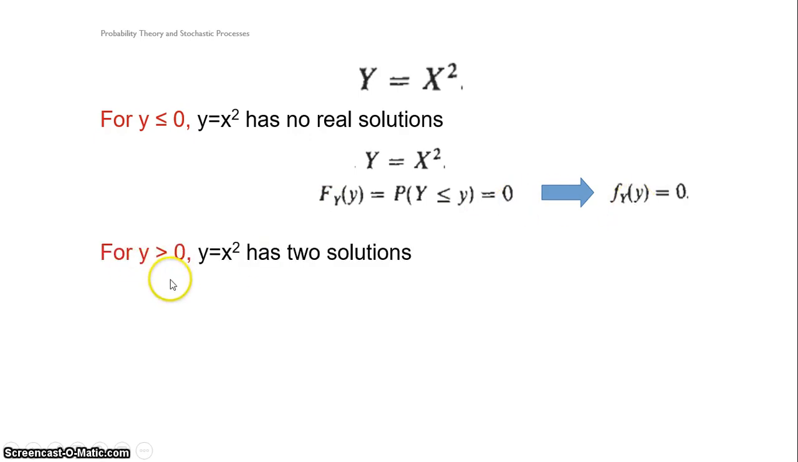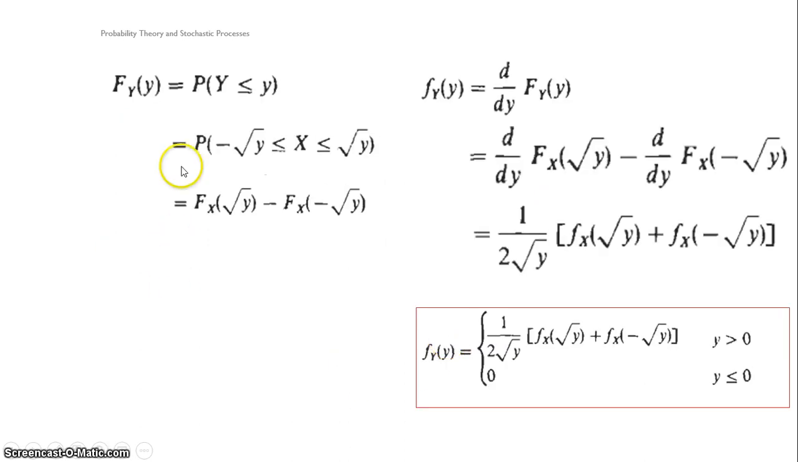But when y is greater than 0, what are the two solutions? y is equal to x square has two solutions: x is equal to plus root y and x is equal to minus root y. You can substitute these two and then calculate the density function. I told you the first thing is to go to the relation of the distribution function, then differentiate that and you will arrive at the density function. The definition of the distribution function is the probability of that random variable y less than or equal to small y. And what is y here? y is nothing but x square.